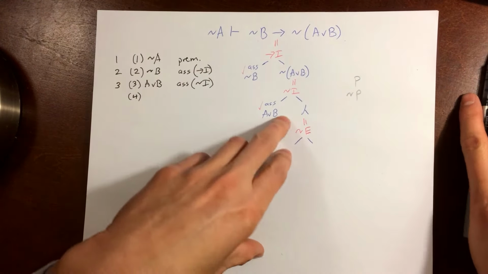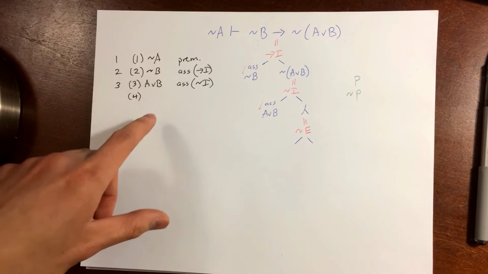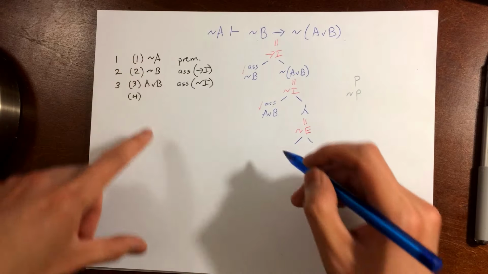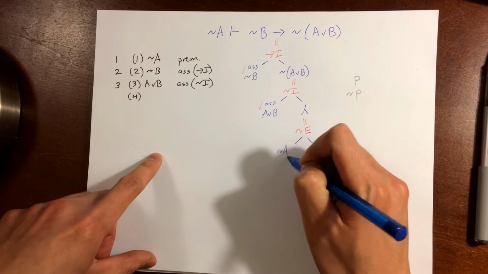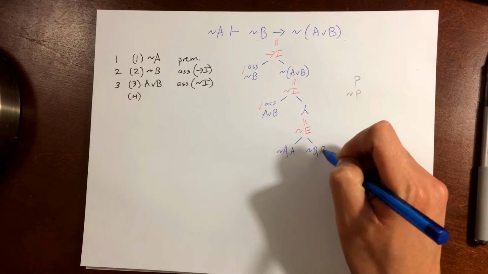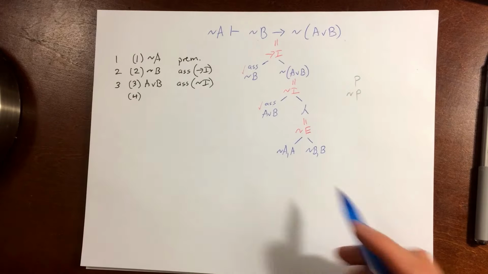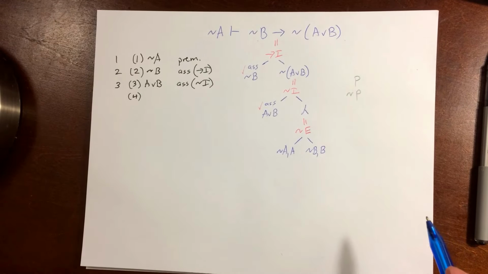And so we might think that we can get the negation from negation A paired with A, or negation B paired with B. Right? And so those are the two paths we can take.